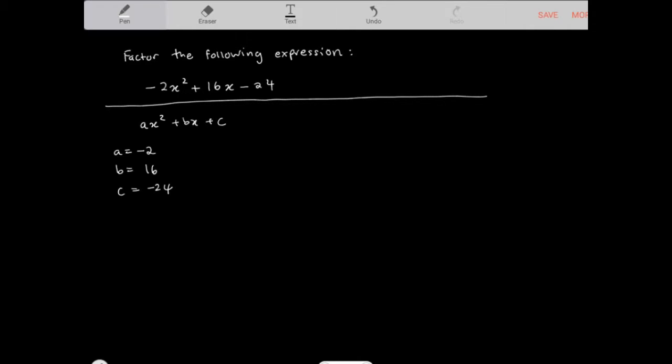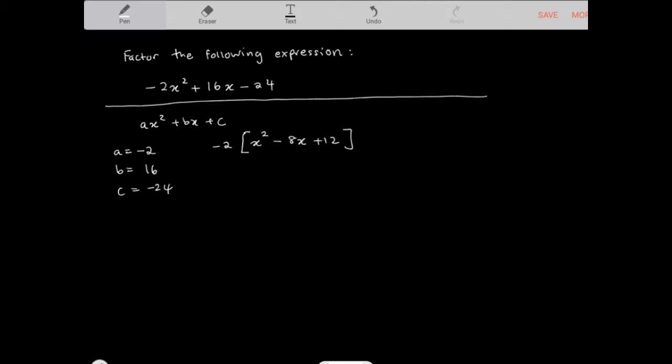So before I actually factor this, I'm just going to factor out a 2, just to make my life a lot easier. I'm going to factor out -2 because we have a -2 in front, and I'm going to factor it out of all of the terms in this trinomial. So you have x squared minus 8x plus 12.